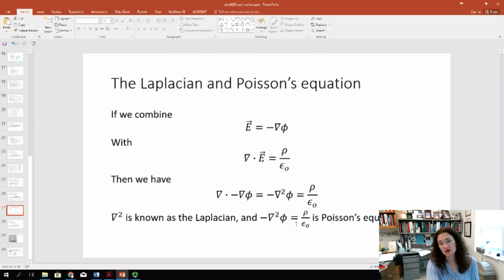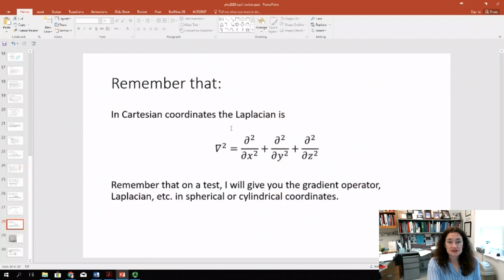Now this minus del squared phi equal to rho over epsilon naught is called Poisson's equation, and it is a direct relationship between your potential or voltage and your charge distribution rho. Now the del squared is called the Laplacian, and the Laplacian is, in Cartesian coordinates anyway, partial squared with respect to x squared plus partial squared with respect to y squared plus partial squared with respect to z squared. Now remember, on the test I'll give you the gradient operator, the Laplacian, and all that kind of stuff that you might need in spherical or cylindrical coordinates.